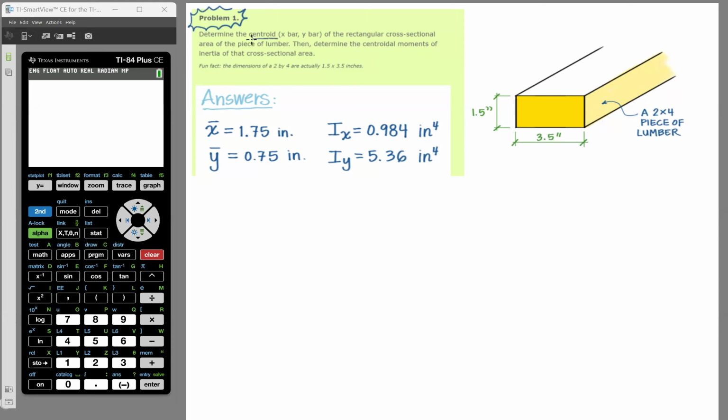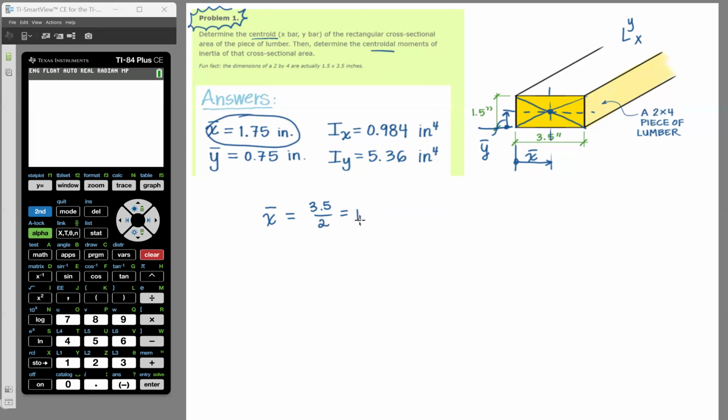So problem one, we need the centroid of a rectangle and then centroidal moments of inertia. So I've got a 1.5 by 3.5 inch cross section. So I've got a nice symmetric cross section, so my centroid is here using X and Y. Going from here to here is my X bar. From there to there is my Y bar. So X bar equals 3.5 divided by 2.